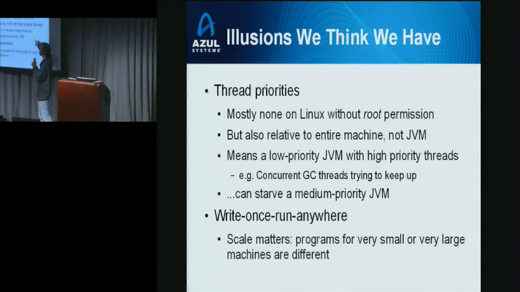You get priority inversion, you get a bunch of issues. Another one here, next slide I'll talk about this one. You get priorities that are relative to the entire machine, but you need priorities that are relative within a JVM as well as across machines. It's a different notion of priority.